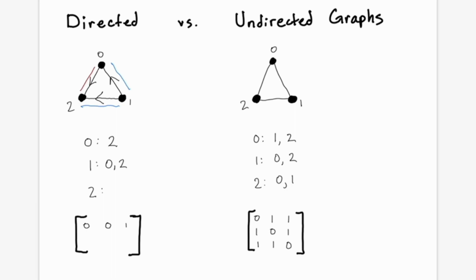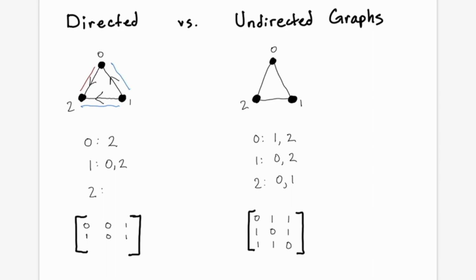The second row represents node 1. There is an edge connecting node 1 to node 0, so we put a 1 in the first position. There's no loop connecting 1 to itself, so we put a 0 in that position. And there is an edge connecting 1 to node 2, so we put a 1 in the last position.